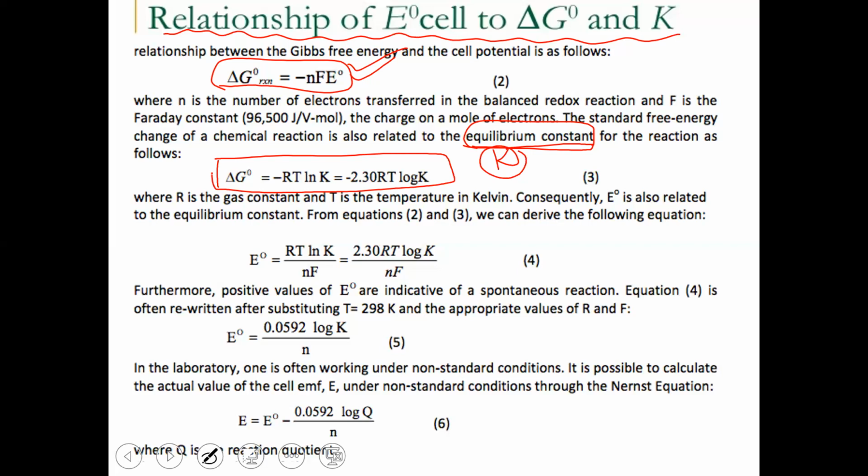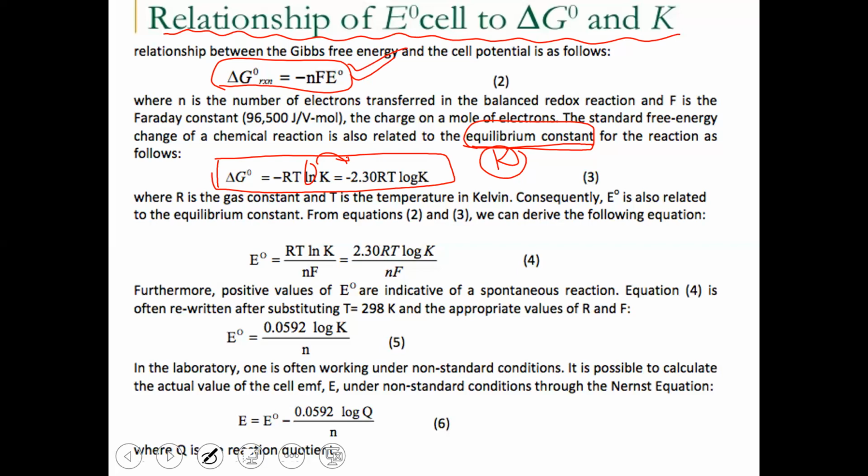This is the natural logarithm. If you convert it into a base-10 logarithm, you multiply by the value 2.303. So delta G naught is equal to minus RT ln K, which is equal to minus 2.303 RT log K.